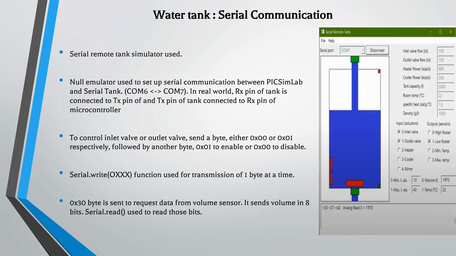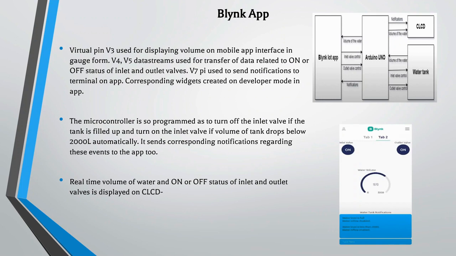Serial write is a function for the transmission of one byte at a time. 0x30 byte is sent to request data from the volume sensor. It sends the volume in 8 bits. Serial read is used to read those bits. Blynk virtual write is used to display the volume on the mobile app interface.